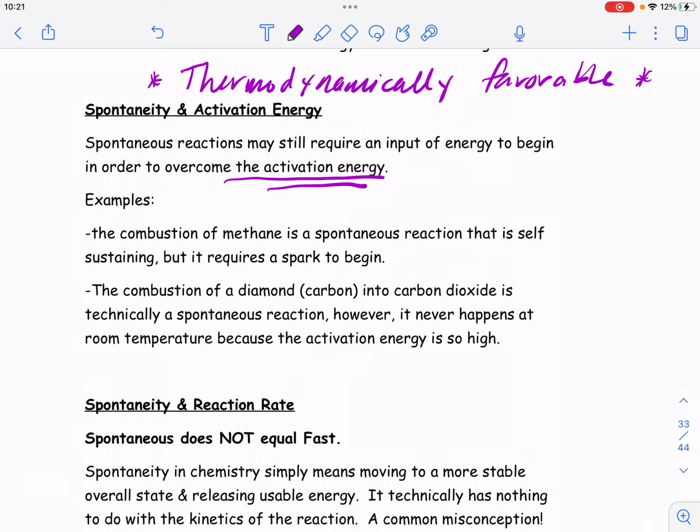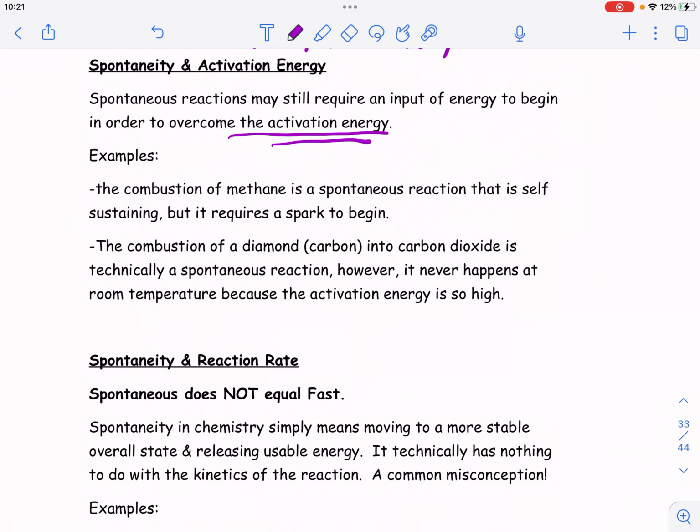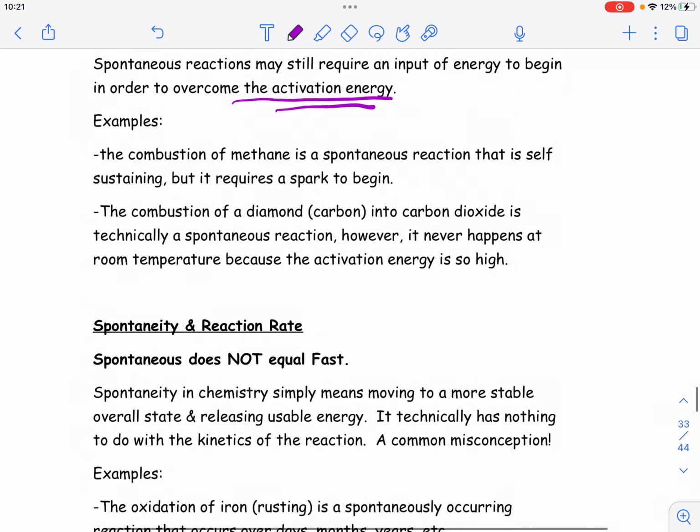We also have reactions like the combustion of diamond, which can happen. You can combust a diamond, and it is technically spontaneous and thermodynamically favorable. But it really never is going to happen under any sort of normal conditions because the activation energy is so high that it won't really take place. So spontaneity does not mean that it will necessarily immediately react when you put the reactants together. You still have to consider sometimes an initial input of energy because of activation energy.